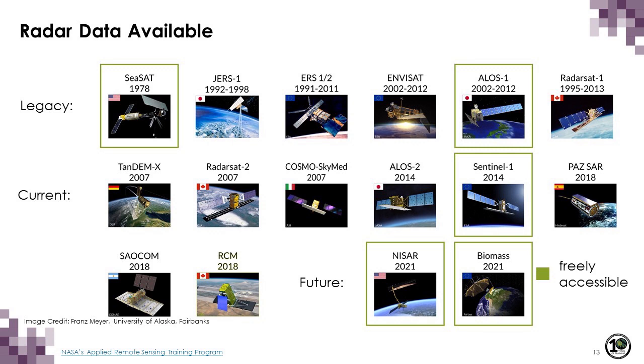There are future satellites coming up, and it's actually very exciting. In the short term, we're going to have NISAR, which is a NASA and Indian Space Agency L- and S-band SAR, and this is going to be launched in early 2022. And BIOMASS is a European Space Agency P-band sensor, also to be launched around the same time frame, maybe a little earlier. So there are very exciting times ahead for radar remote sensing.